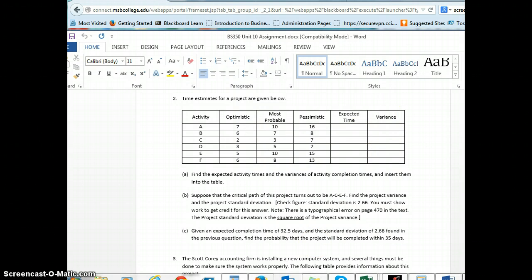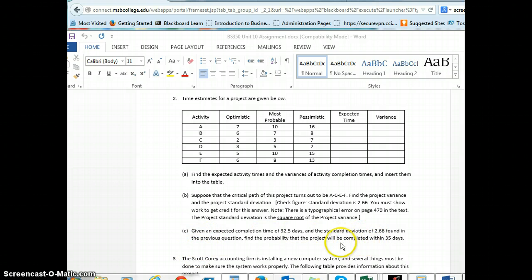This is also in your PowerPoint summarized on page 33. Yes, page 33 walks you through the expected times and the variance of each activity time. And then what you're going to do is just answer all the questions required here. It gives you what the critical path is for this project, and you're going to find the variance and the standard deviation, and there's some information there to help you with that.